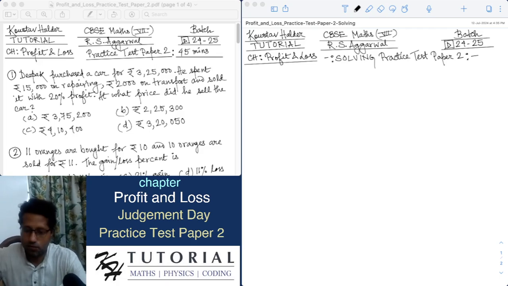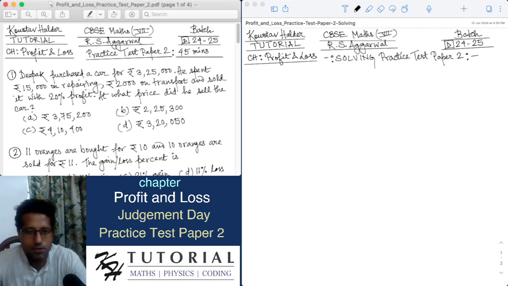So let's start solving the problems of the test paper. I hope you can see the practice test paper on the left hand side, and on the right hand side, I will solve the problems. Okay, so let's start solving the problems.